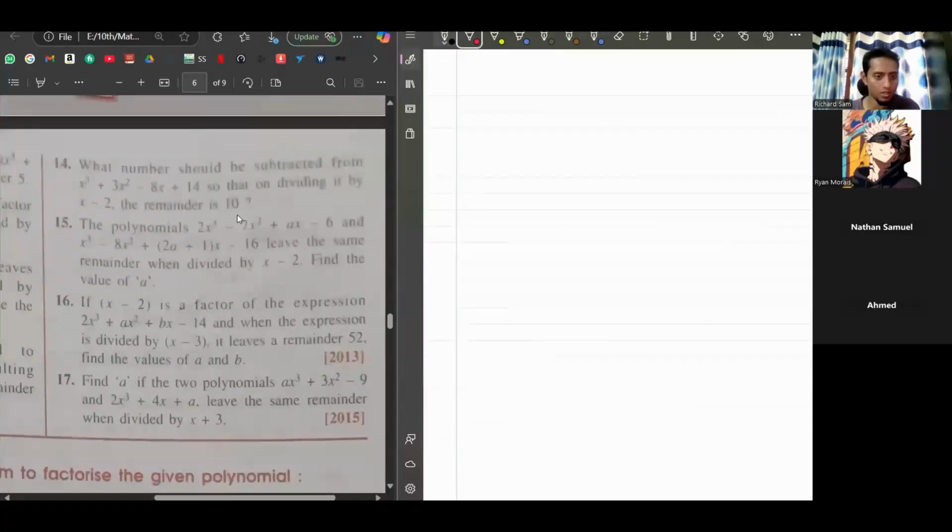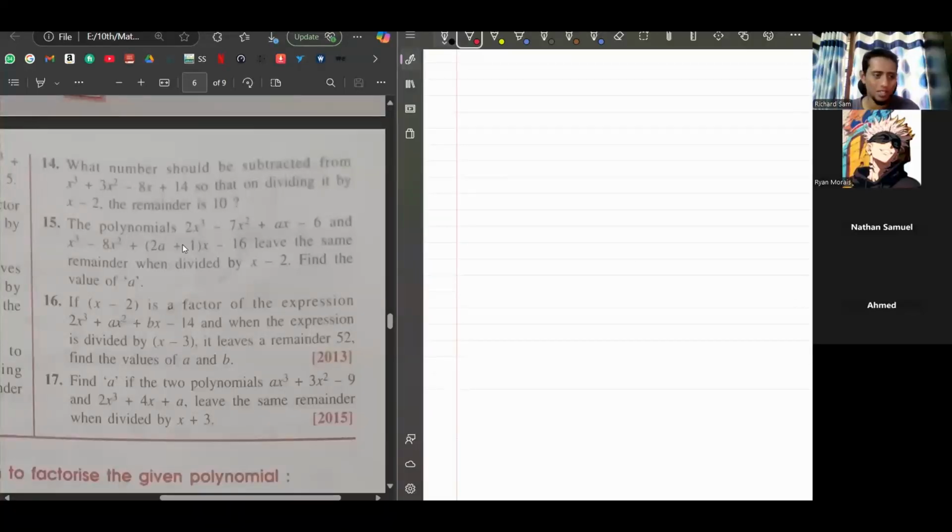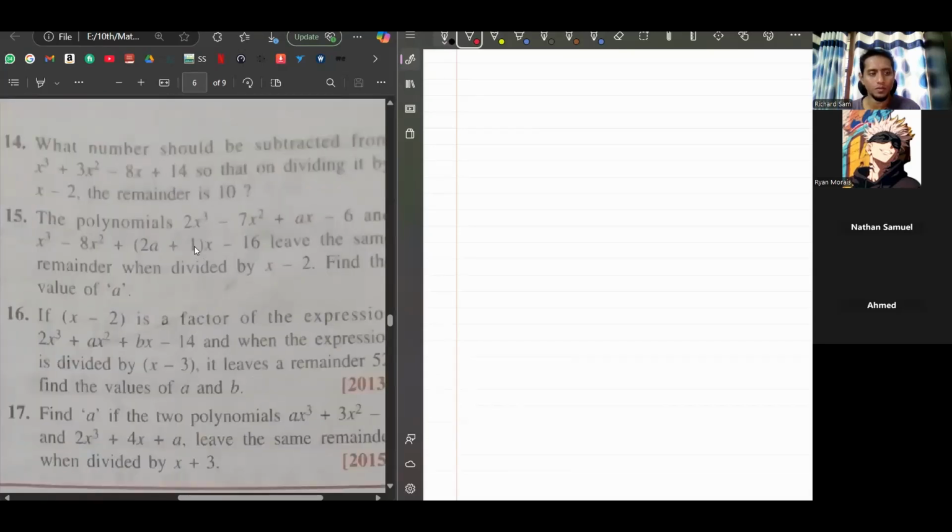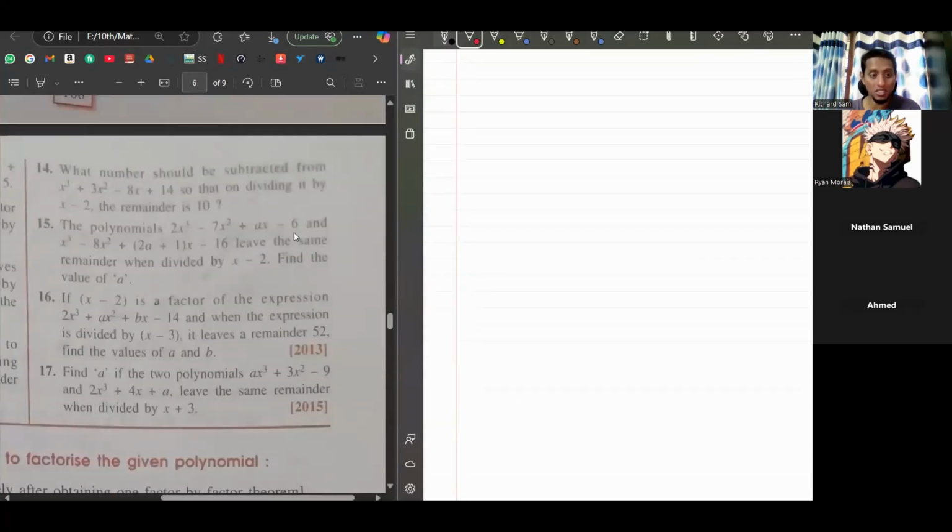Now a little more complicated question. Same theorem. Look at this. 15th question. The polynomials, this and this, there are two polynomials. So the first one we'll take as f of x. The second one, we take as g of x. We can't change the x because both have x. So if there are two polynomials, one is f of x, one is g of x.